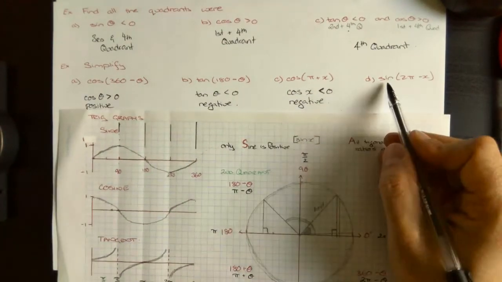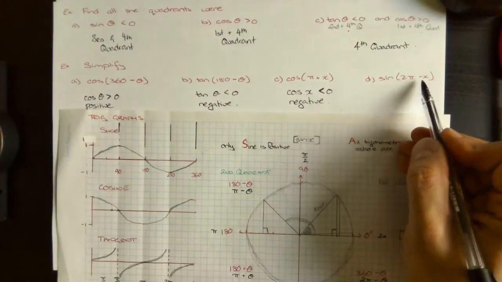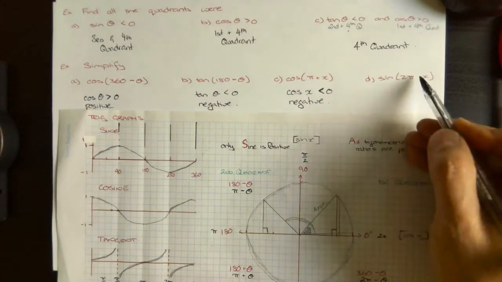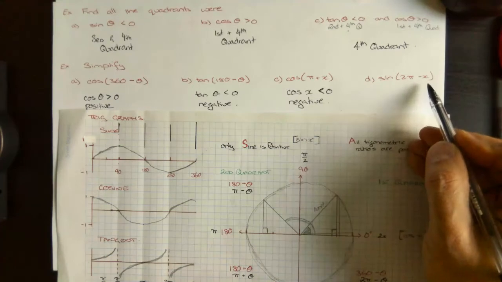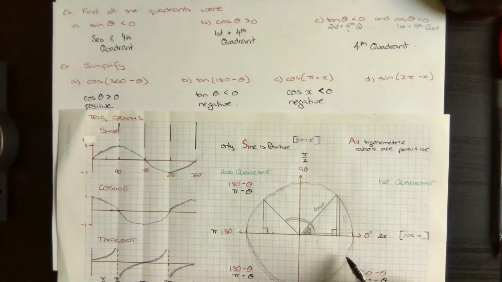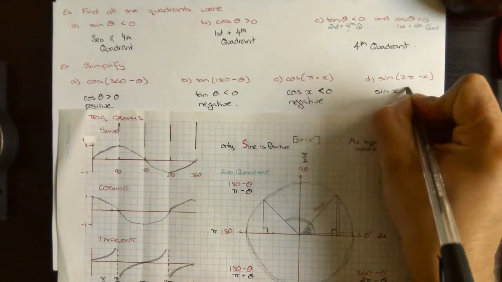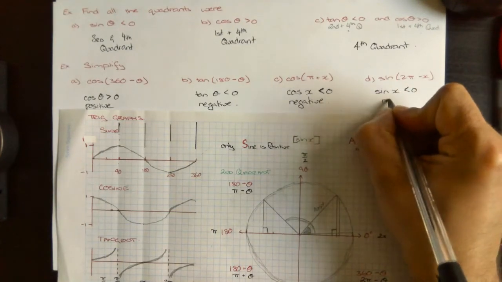Here it says, where is sine going to be 2 pi minus x? Well, 2 pi is 360. I'm going to minus a degree, minus a measurement. So 2 pi minus x is happening in the fourth quadrant. And sine is negative here because only cosine is positive. So sine x is going to be less than 0. It's going to be negative.